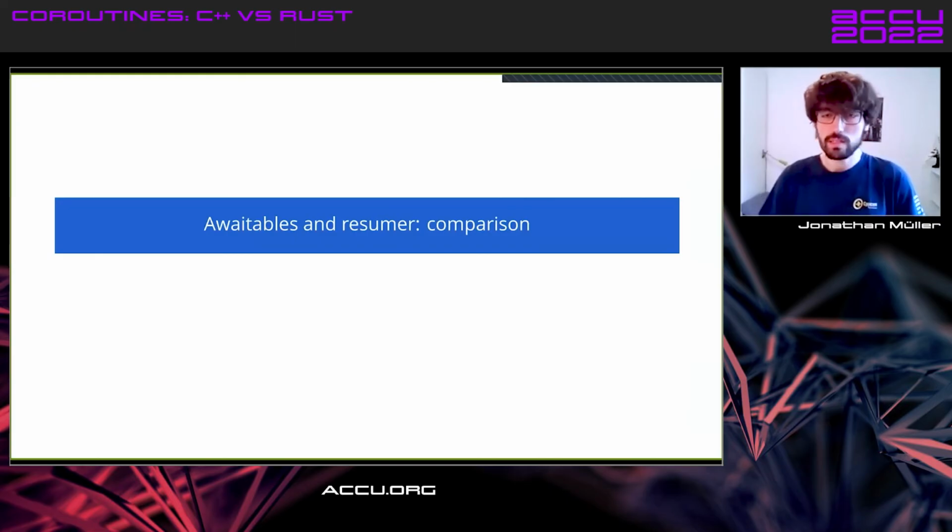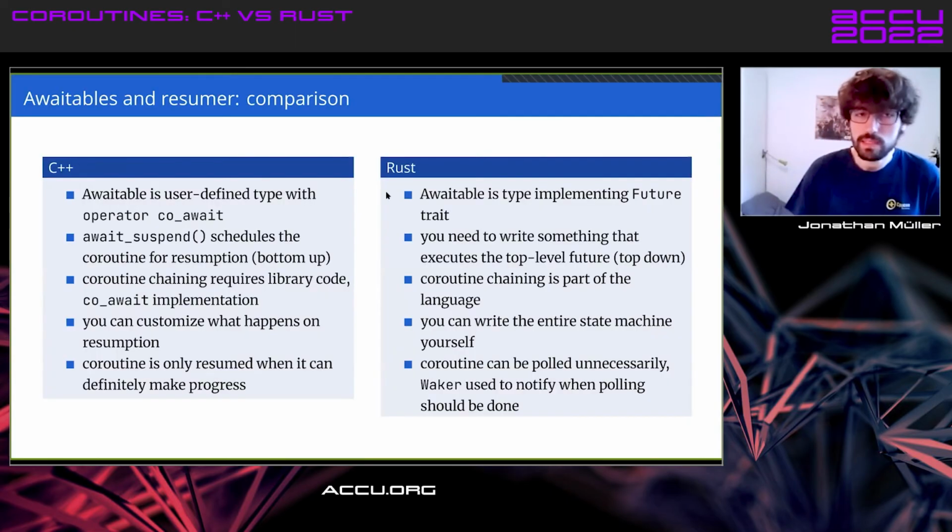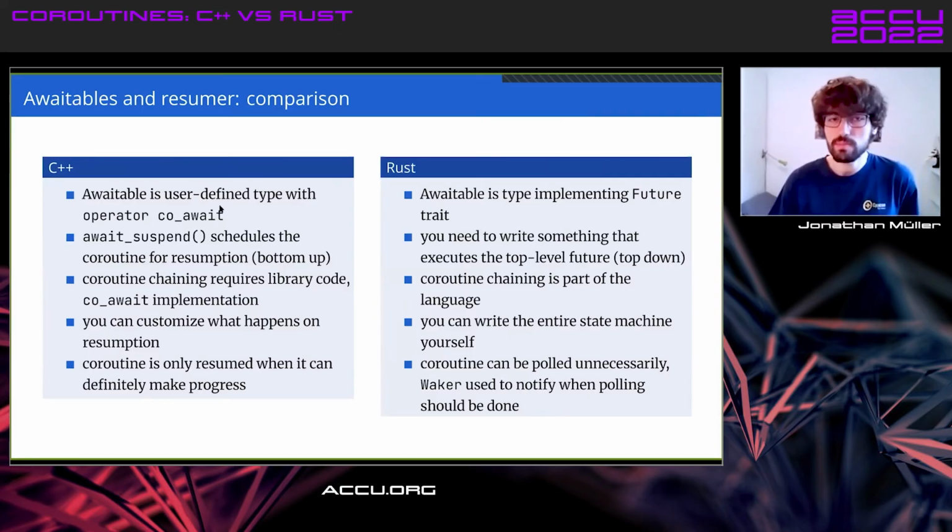So again, let's compare the two approaches regarding awaitables. In C++, an awaitable is a user-defined type that provides an operator co_await, whereas in Rust, an awaitable is a type implementing Future. So coroutines are futures, awaitables are futures. There's just this future concept and nothing else. Await suspend, or the awaitable in general, is responsible for actually resuming the coroutine. So when we call await suspend, we give it the coroutine that is currently waiting, and then await suspend needs to ensure that at some later point, the coroutine is being resumed. This happens from the bottom up.